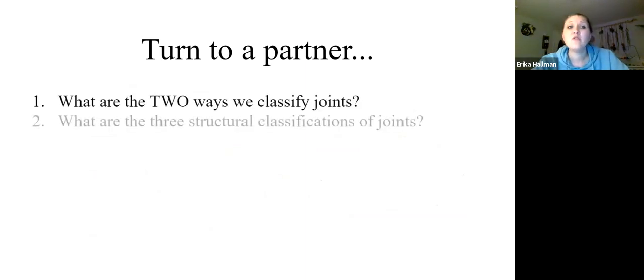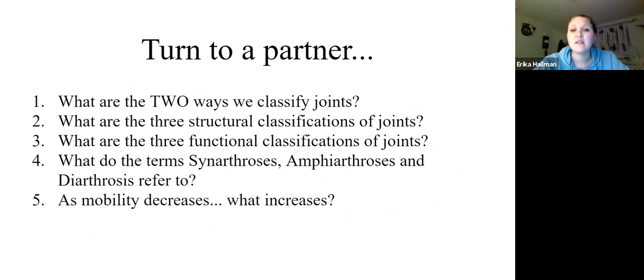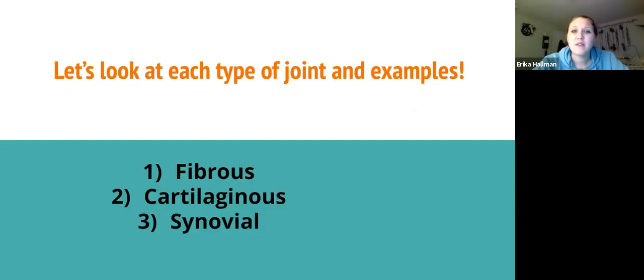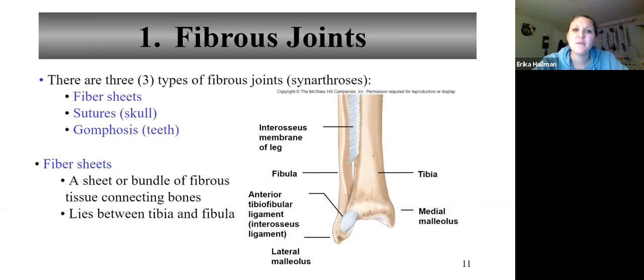By this time, you should be able to answer these questions. Since this is a screencast, if you can't answer these, I would go ahead and pause and go back into the slideshow and rewatch that part. So let's look at examples of each different type of joint. We went over 3: fibrous, cartilaginous, and synovial. Let's get some examples of those.